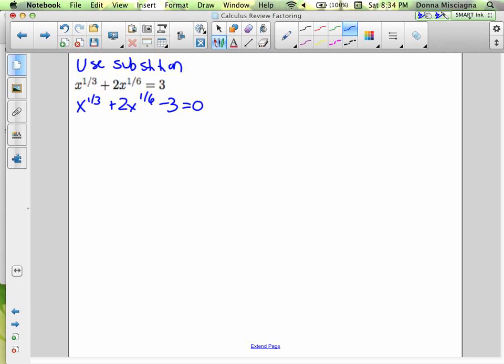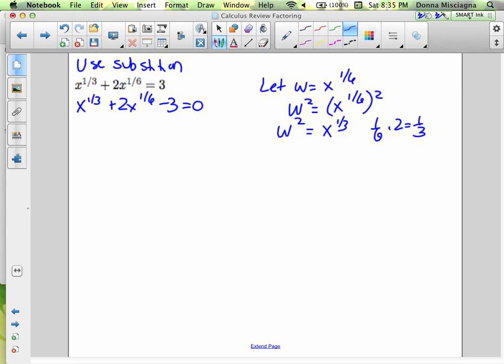So let W equal x to the 1/6. W squared is x to the 1/6 squared. When you raise a power to a power, you multiply. 1/6 times 2 would be 2/6, which is the same as 1/3. So W squared is x to the 1/3. Now we'll just replace the x to the 1/3 with W squared, and replace x to the 1/6 with a W.